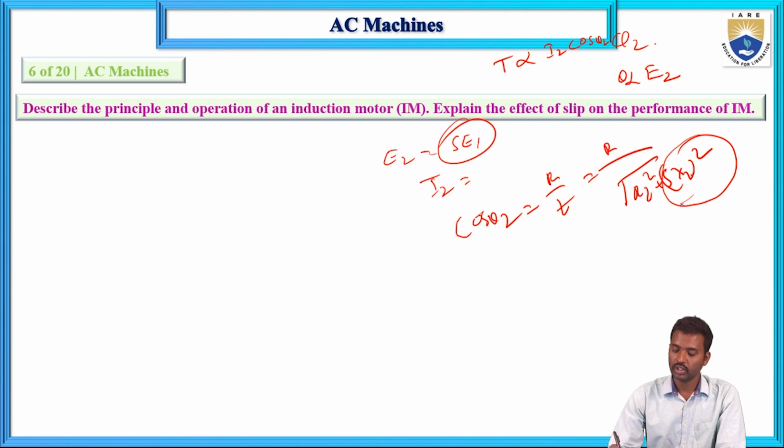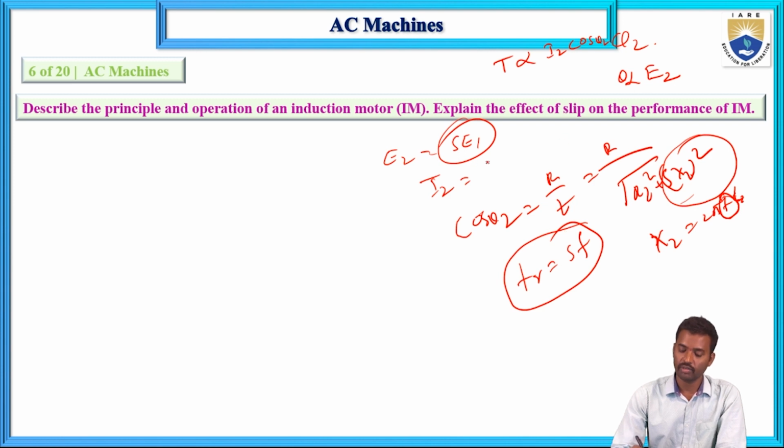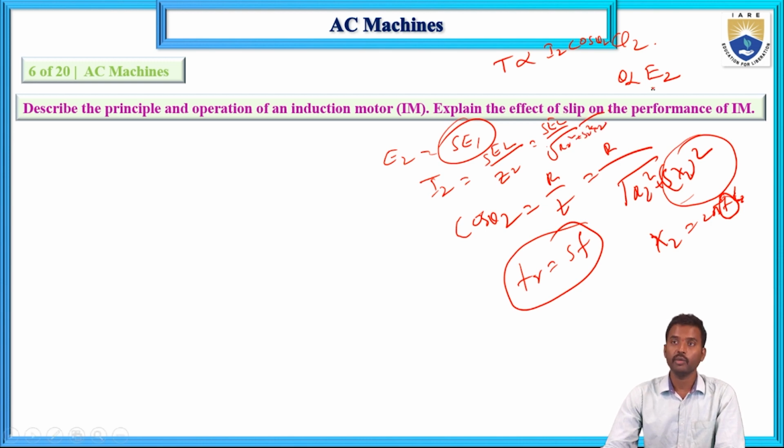Because X2 means 2πfL, so there is a frequency. Rotor frequency is very small, so it depends on f. Rotor frequency equals S into f, which depends on the supply frequency. In the same way, I2 equals S E2 divided by Z2, which equals S E2 divided by the square root of R2 square plus (S X2) square. So now the slip effect depends on the reactance, power factor, rotor current, and rotor induced EMF.